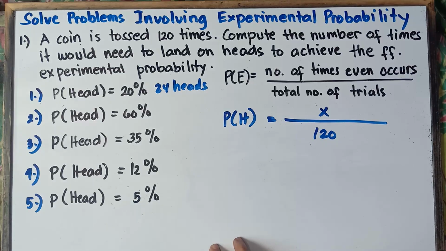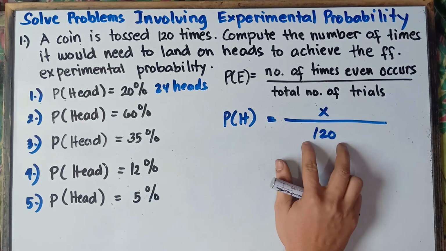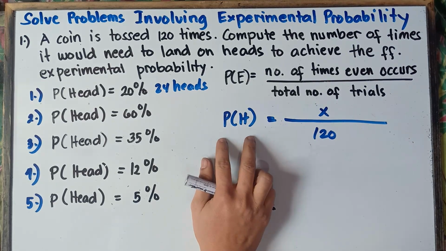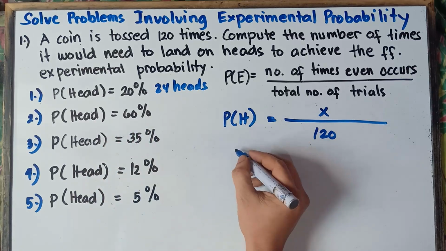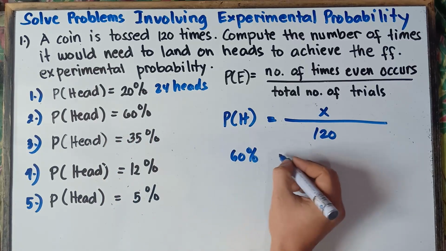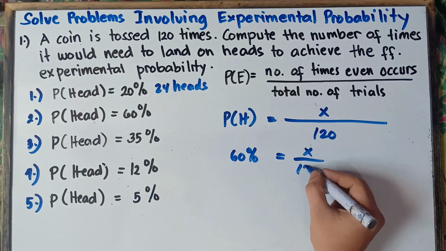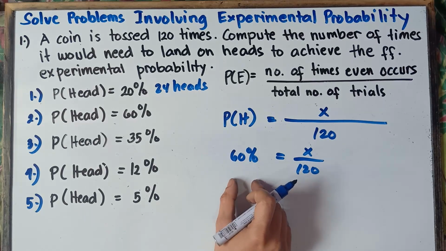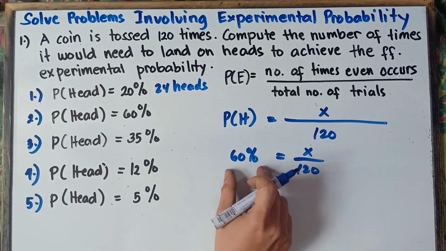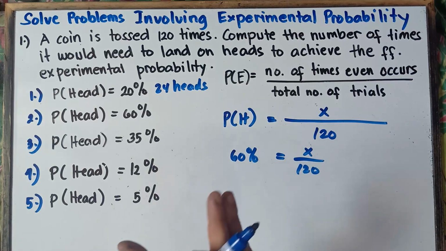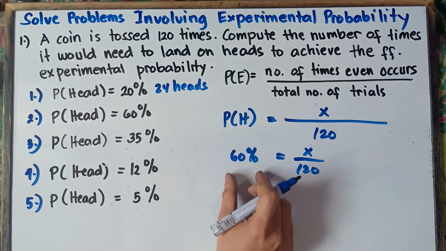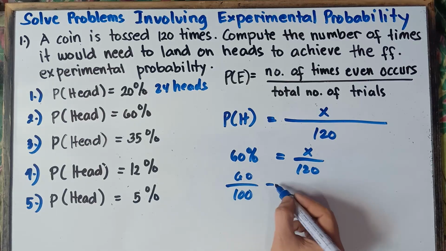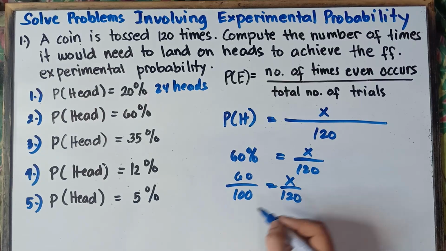So once again, we're looking for the number of heads. Same number of trials. Total number of trials is 120. We have the given probability of getting heads, that would be 60%. So 60% is equal to x over 120. We can write this as 60 over 100. Do not convert this into decimal. Once again, class, it's up to you which you prefer. For me, I better convert this into a fraction. I can write 60 over 100 is equal to x over 120.